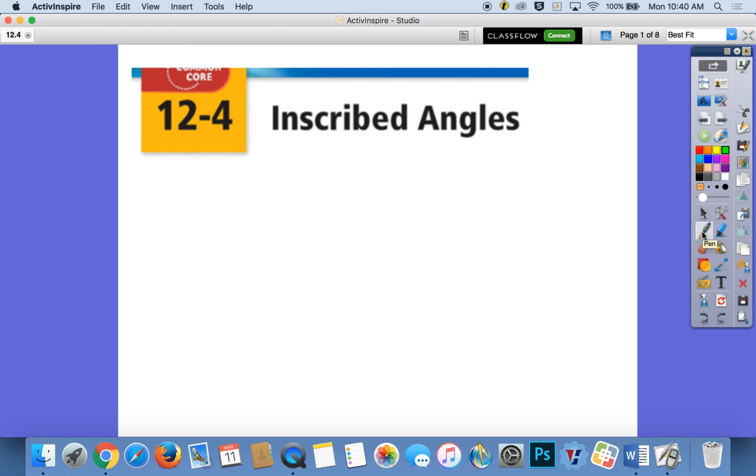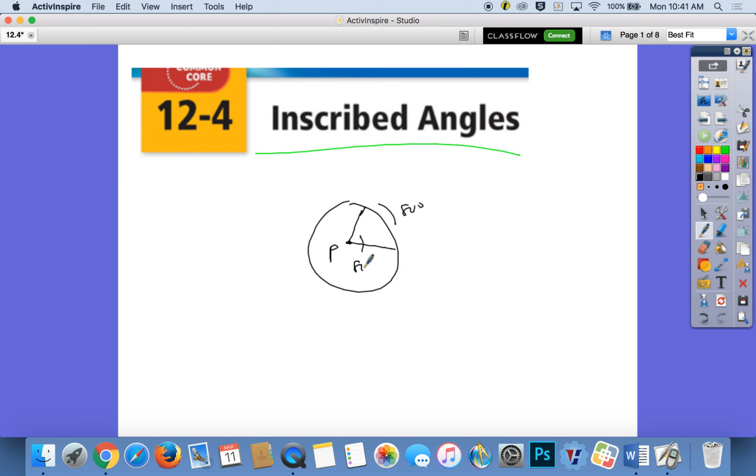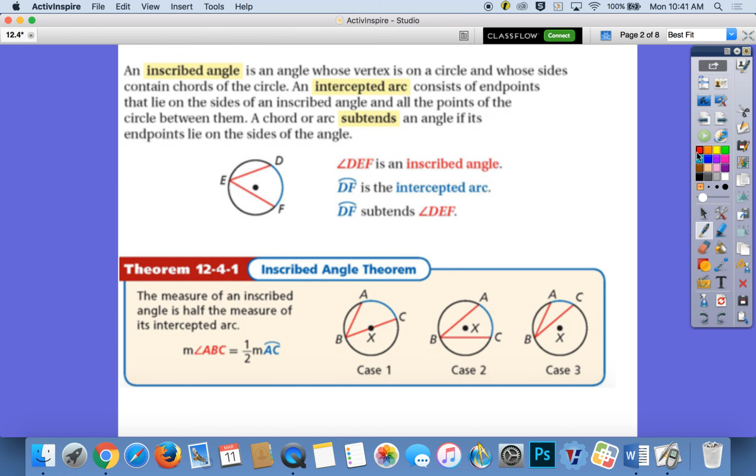Guys, we're going to continue with angles, and we're going to talk about inscribed angles. We've talked about central angles before. Just as a reminder, a central angle is where the vertex is right there at the center. If this arc is 80 degrees, the central angle is 80 degrees, and vice versa. Now we're going to talk about inscribed angles.